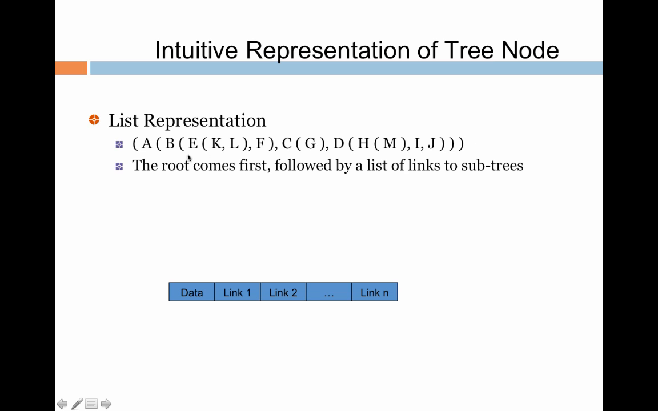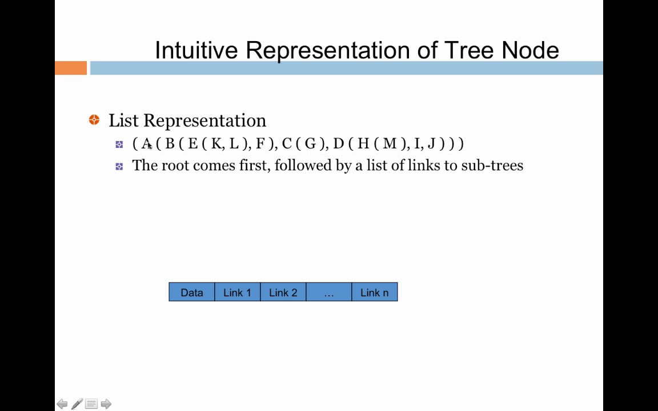Whenever you see a list which is properly parenthesized, the first element is the root of the tree that is represented by the list. The remaining elements in that list are the children of the root node, again specified recursively. So this rule is applied recursively. So let's look at this example.